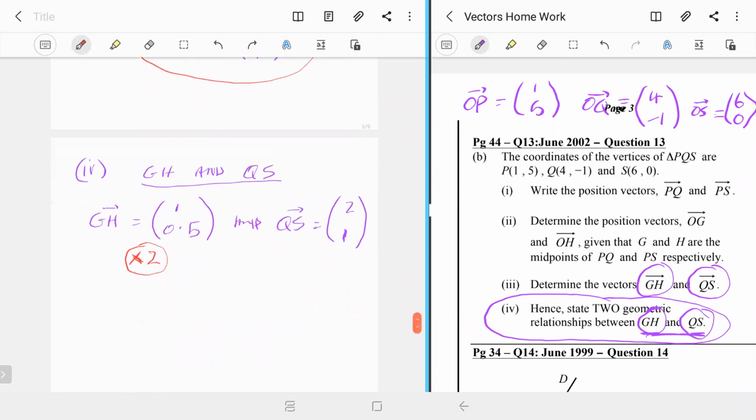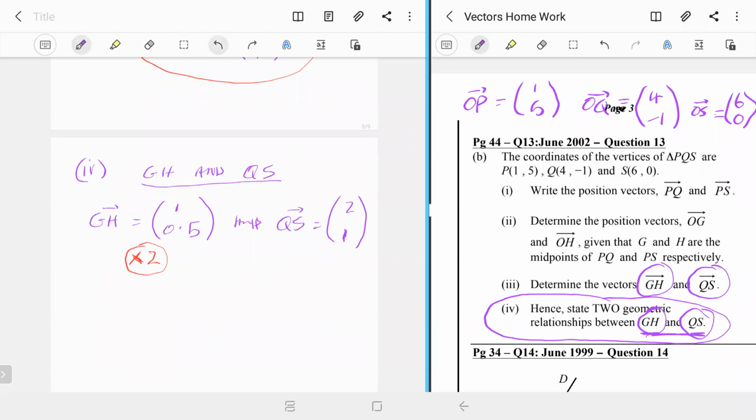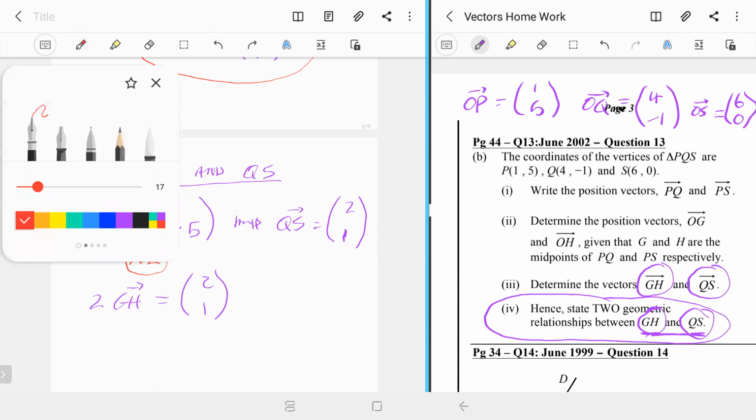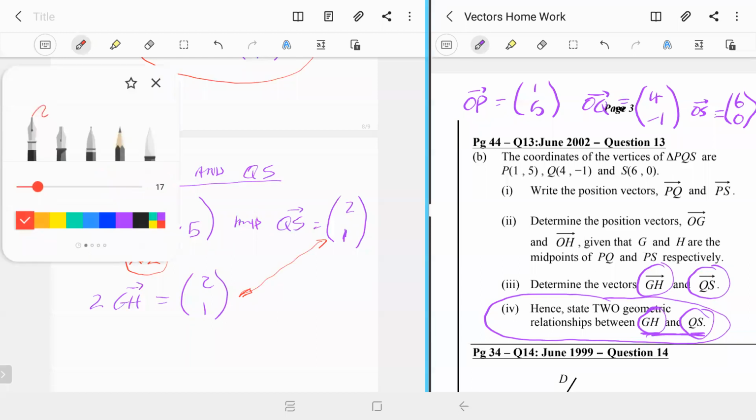Good? So when I multiply that 1 by 2, remember I multiply this side by 2 as well. So I'm going to get 2GH now equal to 2, 1. This times 2 is 2, and 0.5 times 2 is 1. And I now have them equal. See, they are now already equal. So when they are equal, what do you do next?